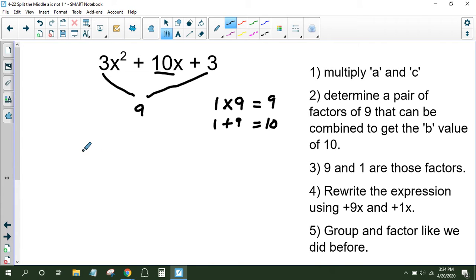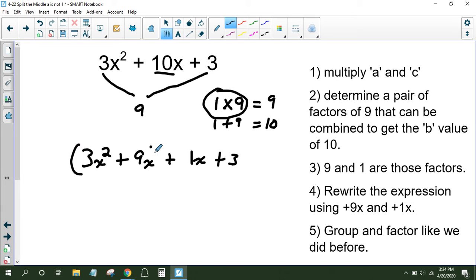So let's rewrite 3x squared plus, now instead of the 10x, we're going to have the 9x plus the 1x. These two factors right here. And then plus 3. So now that we've rewritten, we can group the first two together, group the next two together. Now we're going to factor out our GCFs.